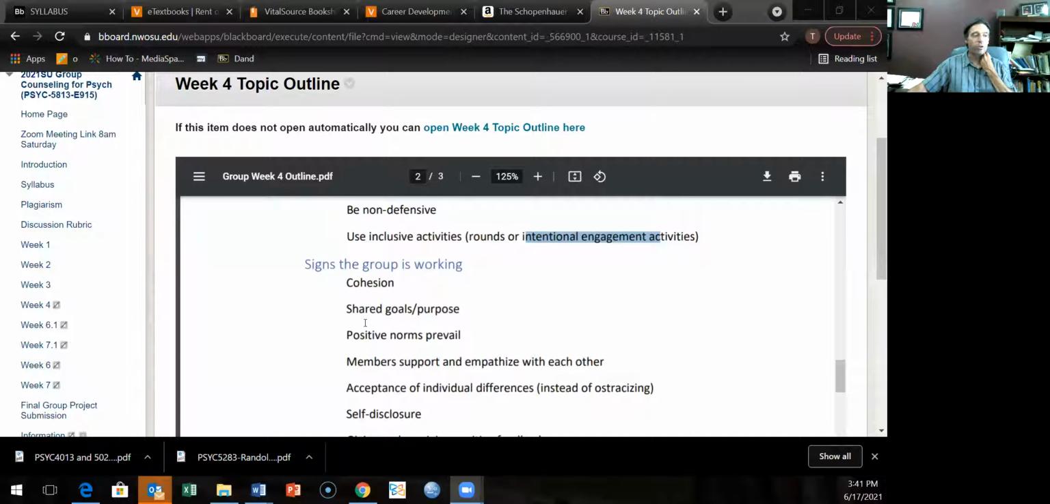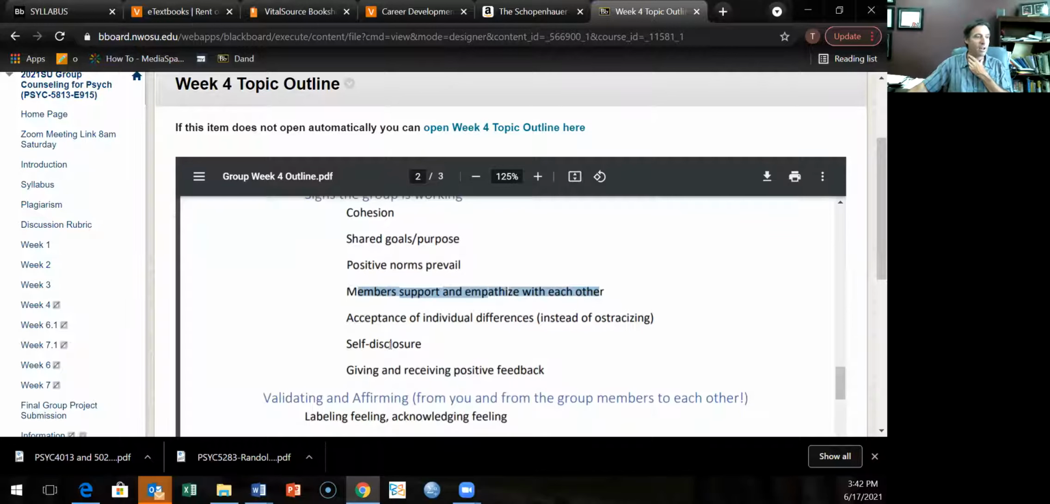So you'll notice a sense of shared purpose. The group will have shared goals. I saw this already begin at the end of Saturday. Positive norms prevail. Members support and empathize with each other. Again, I saw a lot of that. There is acceptance of individual differences instead of ostracizing.